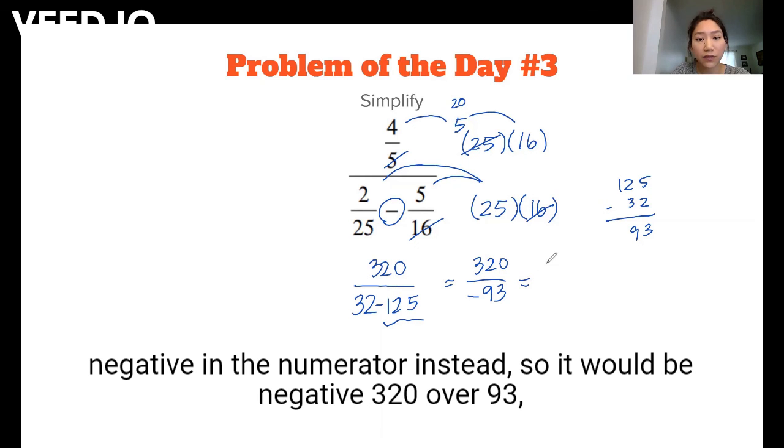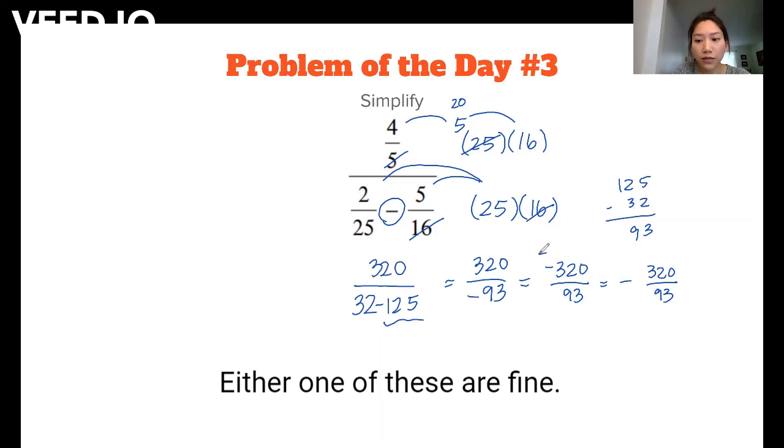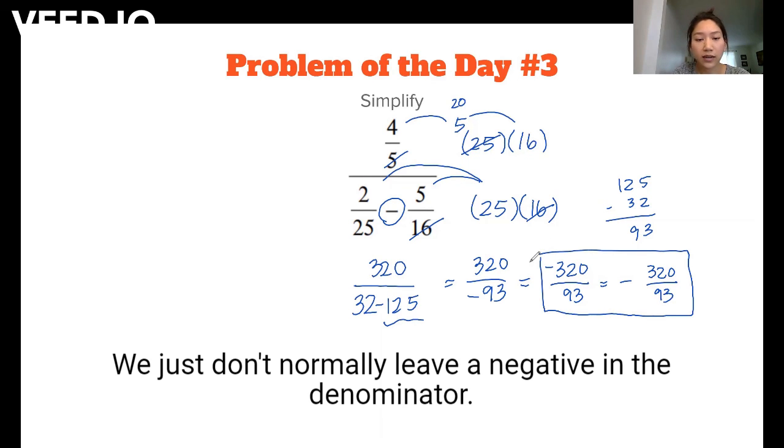You could either put the negative in the numerator instead. So it would be negative 320 over 93. Or you can put it on the outside. So negative 320 over 93. Either one of these are fine. We just don't normally leave a negative in the denominator.